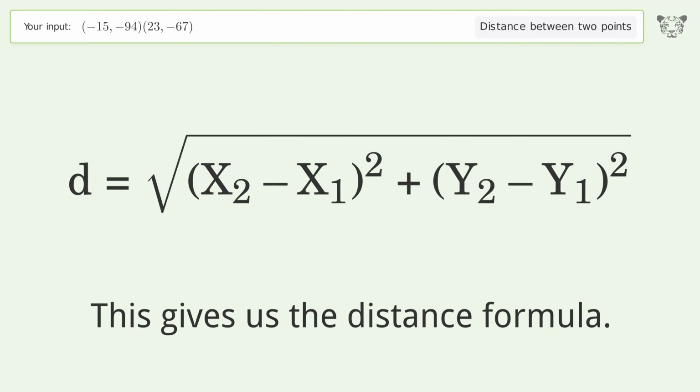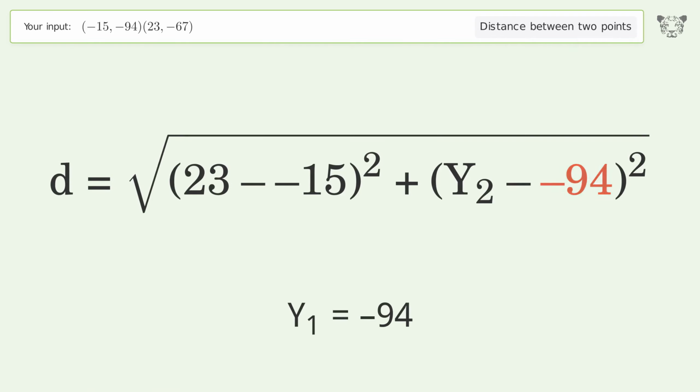x1 equals -15. x2 equals 23. y1 equals -94. y2 equals -67.